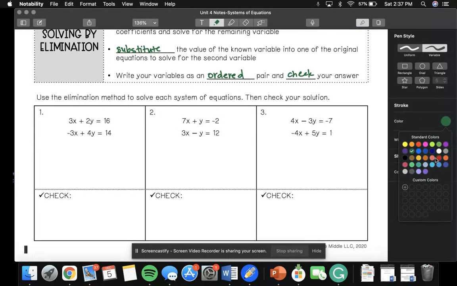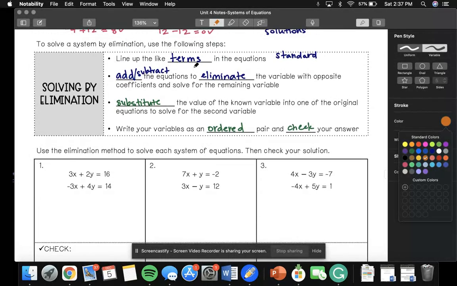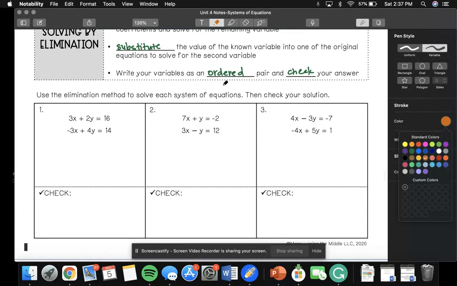So I like to use elimination when they are both in standard form. You'll look at all three of these examples. All of these equations are in standard form, so our variables line up. That's what I mean by the first step. Make sure that they are lined up on top of each other.